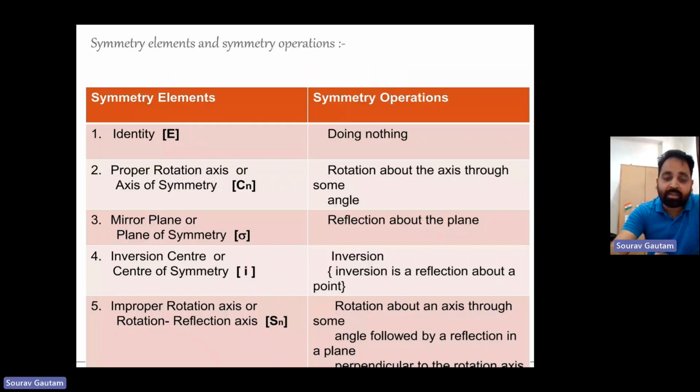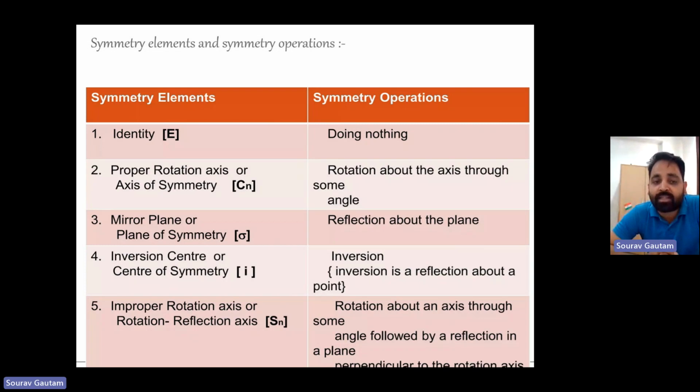So, for example, the symmetry elements and symmetry operations are: identity, proper rotation axis or axis of symmetry, mirror plane or plane of symmetry, inversion center or center of symmetry, improper rotation axis or rotation-reflection axis. Identity means the same, doing nothing. In symmetry operation, it means doing nothing. The abbreviation for identity is capital E.